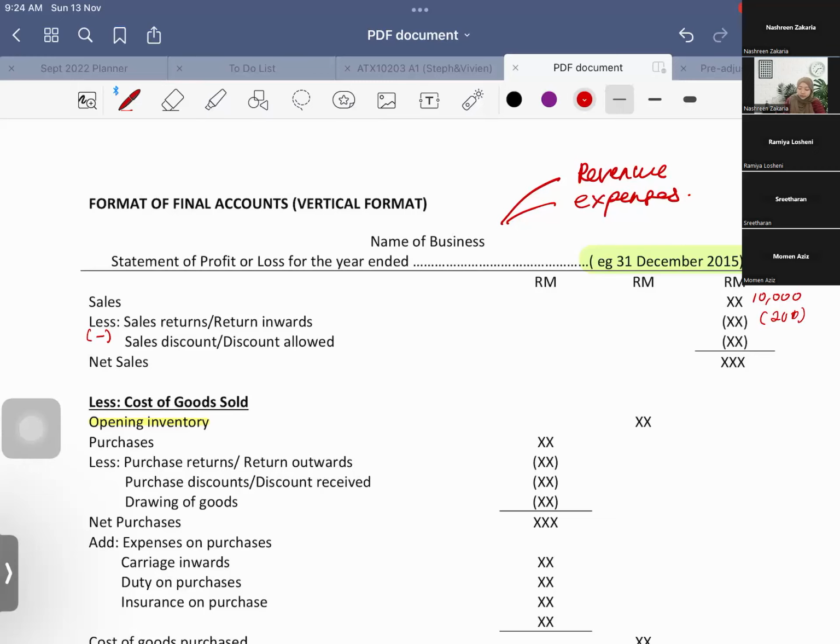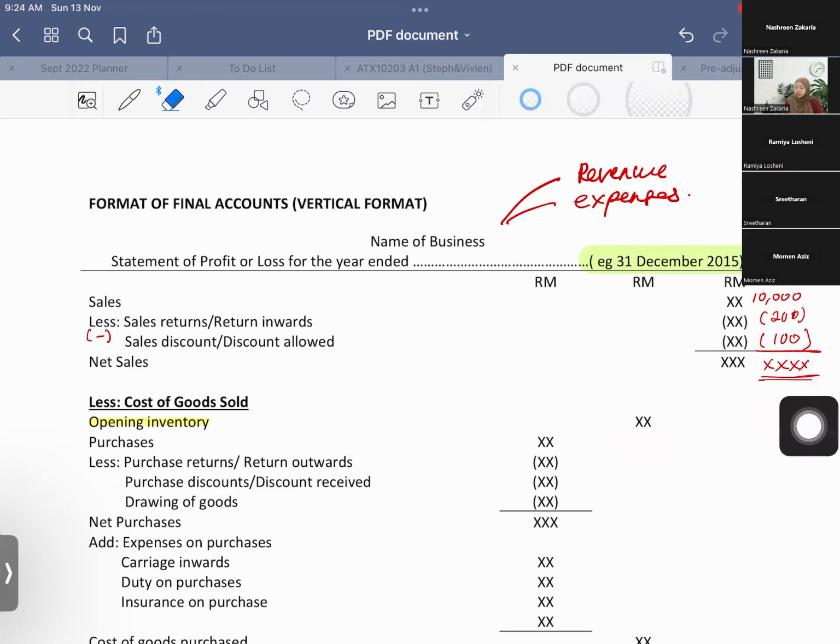Right, so let's continue. Then let's say we have discount allowed. Put the amount after your sales return. Let's put the amount there as 100. And after you minus, the answer is your net sales. Meaning 10,000, your sales, minus your sales return, minus your discount allowed, you will get your net sales value down here. But you don't need to close the value yet.